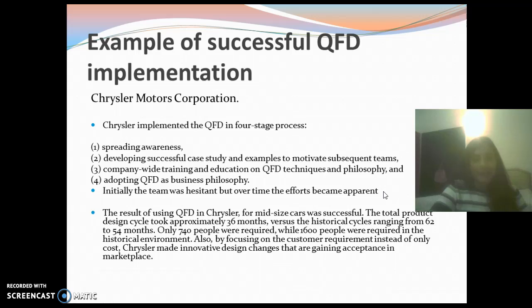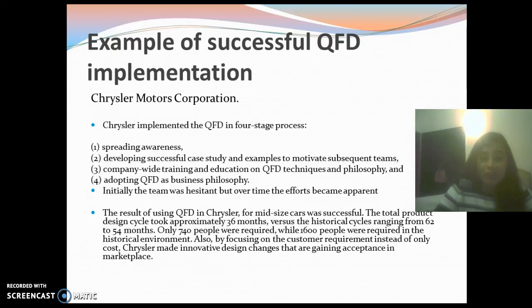Next, we have an example of a successful QFD implementation. That was the Chrysler Motor Corporation. Now what it did was that it implemented quality function deployment into a four-stage procedure. First, it spread awareness. Secondly, developed successful case studies and examples to motivate the team. Thirdly, company-wide training and education on what QFD technique and philosophy really is. And then lastly, QFD as a business philosophy.